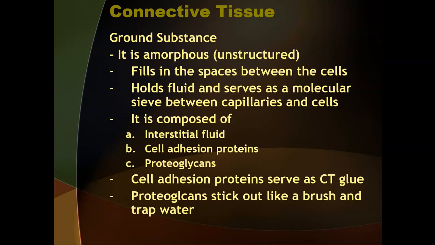So we can say that ground substance is composed of interstitial fluid, cell adhesion proteins, and proteoglycans. Of course, cell adhesion gives you the impression, correctly so, that this is like a glue, and it is. It glues and holds everything together. Proteoglycans, I think I said this earlier, look like a toothbrush. They have a long stick to them, and on the end is a brush-like structure. Those bristles on that brush actually hold molecules of water. So we said that ground substance holds water, and we find proteoglycans that trap water.